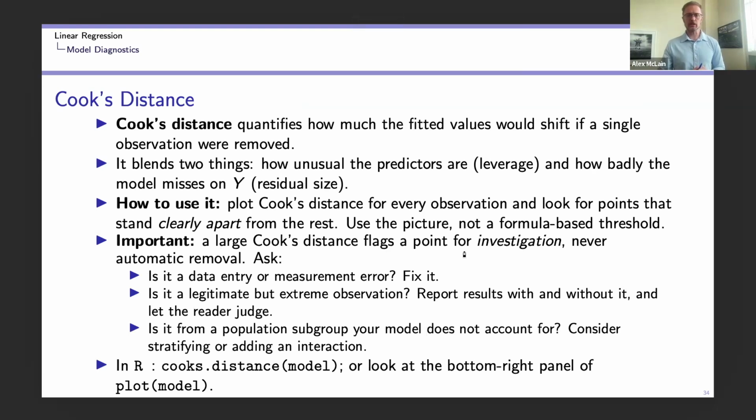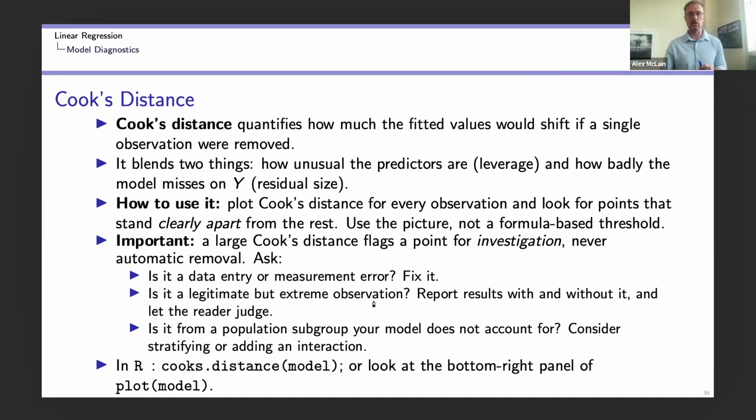A large Cook's distance flags a point for some follow-up. It doesn't mean that we should automatically remove it, but it notes to us, hey, there's something going on here. Let's take a look at it. So we can look: is this a data entry error? Is it measurement error? Can we fix it? Is it a legitimate but extreme observation?